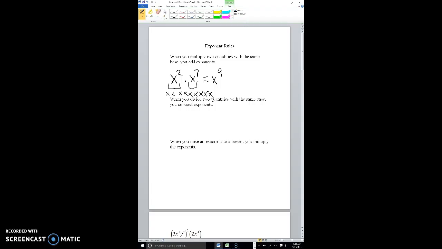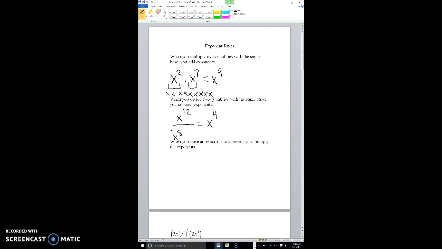Okay, when you divide two quantities that have the same base, you subtract exponents. So for example, x to the 12th divided by x to the 8th. You subtract the exponents and you get x to the 4th. So again, if you imagine you drew out all the x's, there'd be 12 x's in the numerator and 8 x's in the denominator. The 8 x's in the denominator would cancel 8 of the 12 x's in the numerator, and you'd be left over with 4.